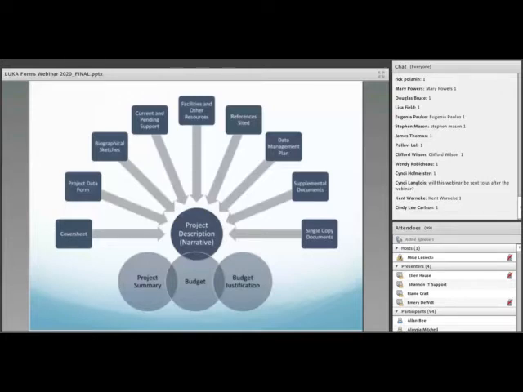So, what are we discussing today? The cover sheet, project data form, biographical sketches, current and pending support forms, facilities, equipment, and other resources form, references cited, data management plan, list of collaborators, and the supplemental documents, which are a little bit like appendices to a proposal.